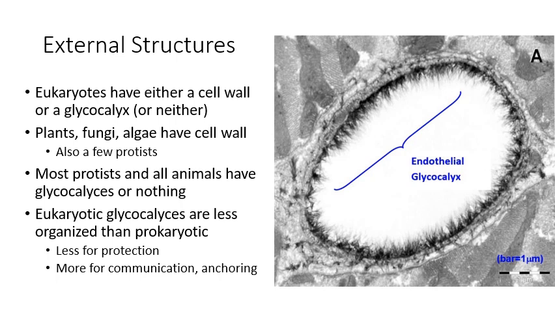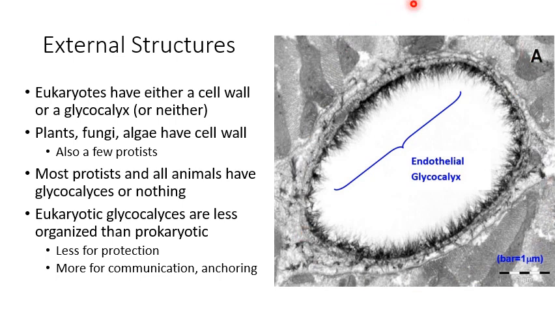Eukaryotic glycocalyces are a bit different from prokaryotic. They are not as organized and they don't have the same function, so they're not really for protection. Eukaryotic cells have other ways of protecting themselves from the environment, and the glycocalyx is more likely to be used for anchoring the cell to a surface or for communicating with other cells.